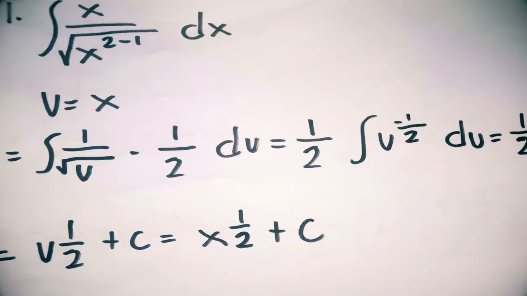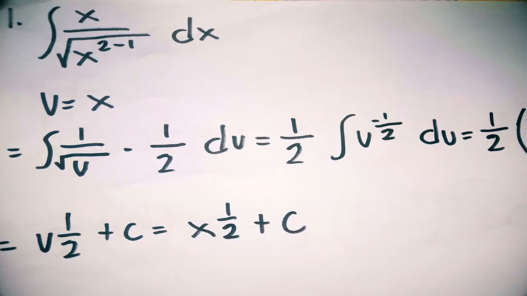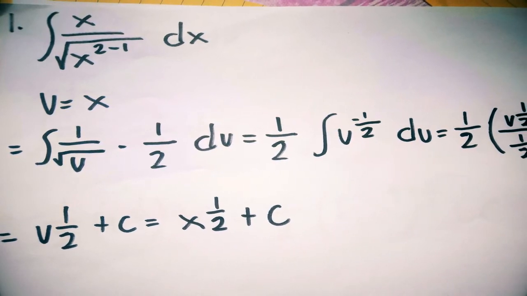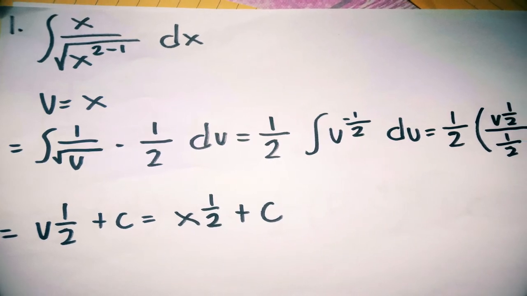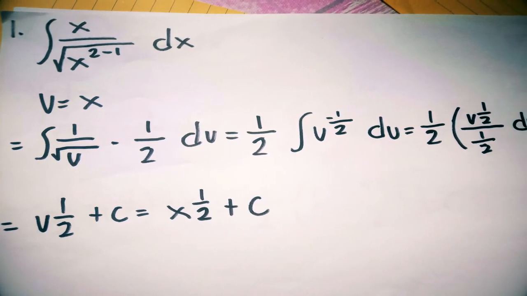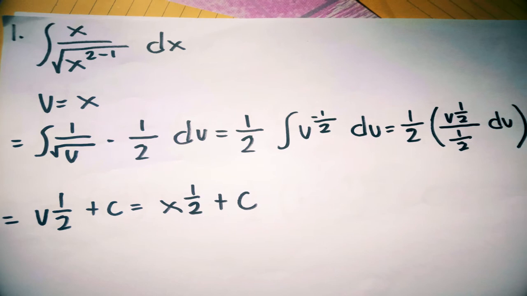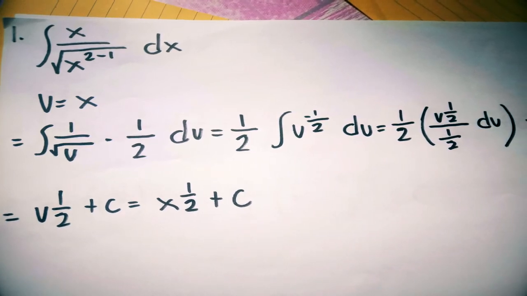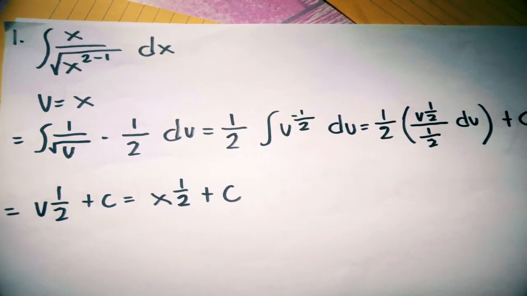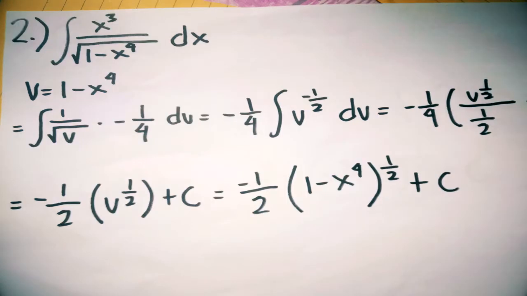Number 1. The integral of x over the square root of x squared minus 1 dx, u equals x squared minus 1, is equivalent to the integral of 1 over the square root of u multiplied by 1/2 du, which equals 1/2 the integral of u raised to the power of negative 1/2 du, which equals 1/2 times the quantity u raised to the power of 1/2 over 1/2 plus c, which equals u raised to the power of 1/2 plus c, and the final answer would be the quantity x squared minus 1 raised to the power of 1/2 plus c. Let's proceed to number 2.